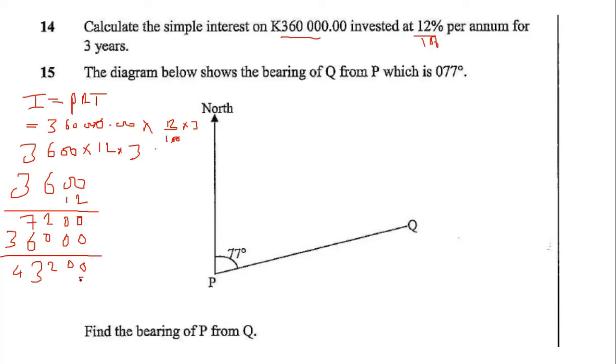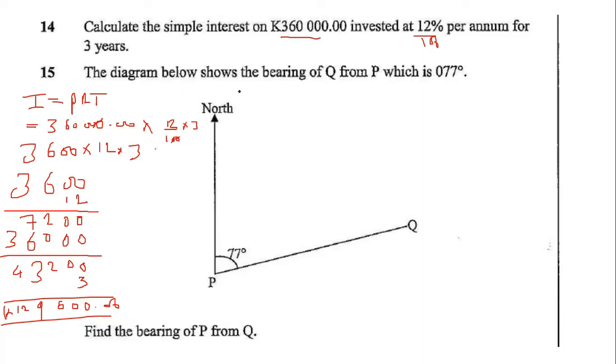Then you multiply by 3 also, you continue. This one will be 0, this one will be 0, this one will be 6, then this one will be 9, then this one will be 12. So that is your answer there. You are going to have 129,600 kwacha 0.00. So this one is going to be your interest. Your interest is going to be 129,600 kwacha. All right, question 15.